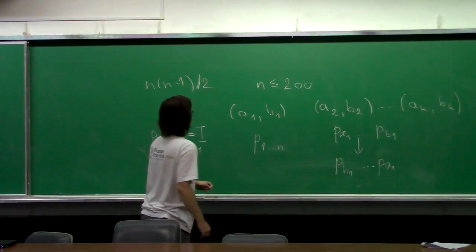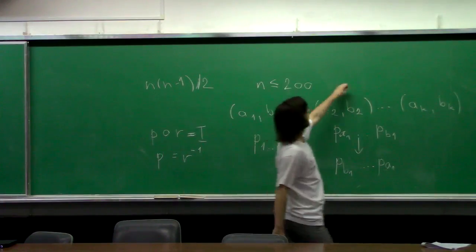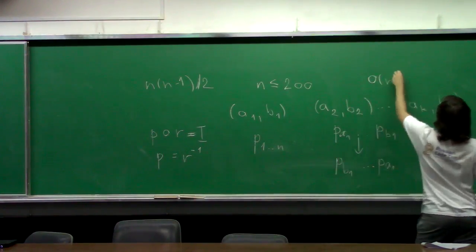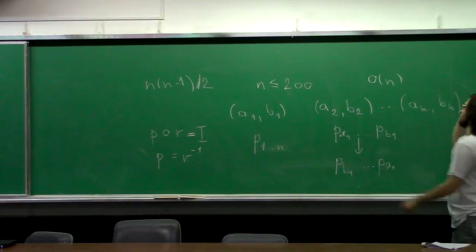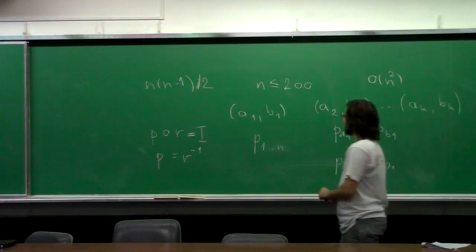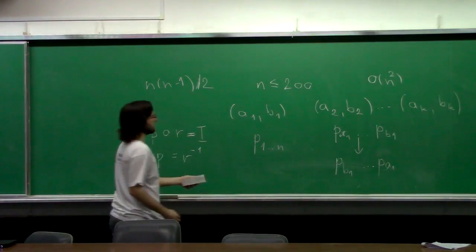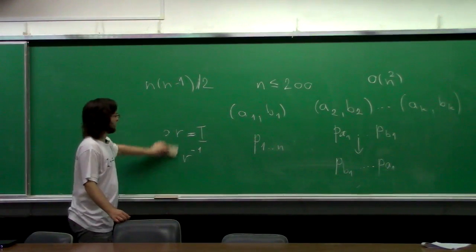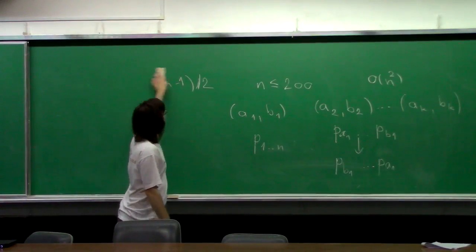And this would work in up to O(n squared) because the number of swaps is up to n squared, or n times n minus 1 over 2, which is O(n squared) also. This was a very simple problem.